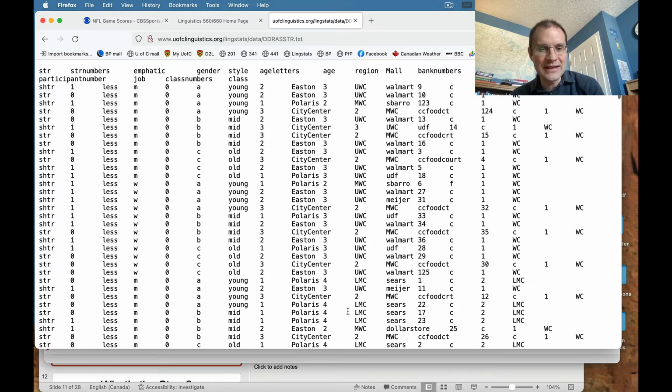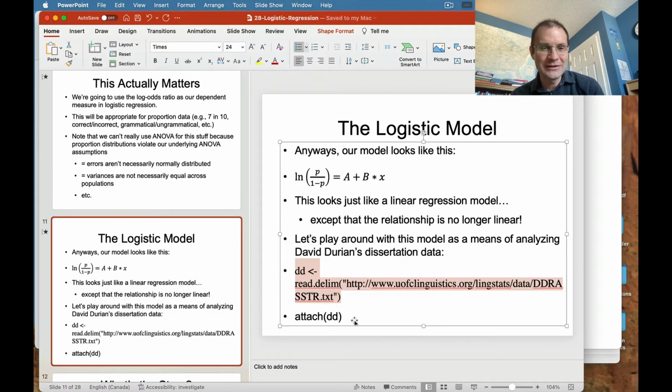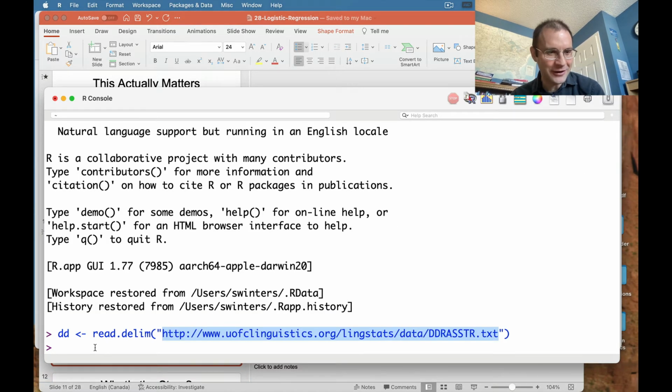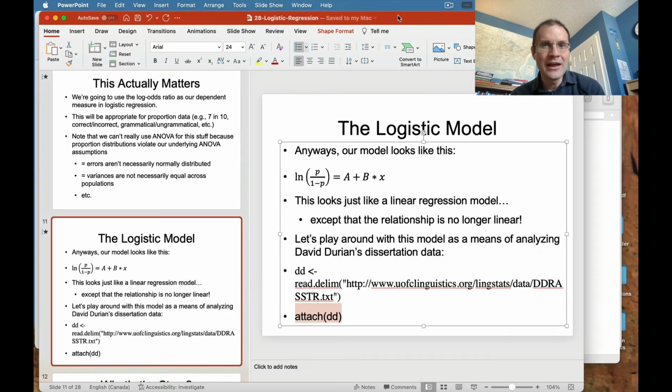So this is what the data look like. And at this point, it probably doesn't mean a whole lot to you, other than the fact that you can see things like stores that you might know, like Sparrow or Walmart. I don't think you know Meijer. They don't exist up here in Canada. Or Easton, Polaris, City Center. These are the names of malls in Columbus, Ohio. What was David Durian doing in malls? Let me first attach his variable names to our R console, and then I'll walk you through that.